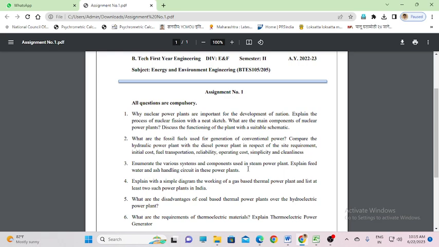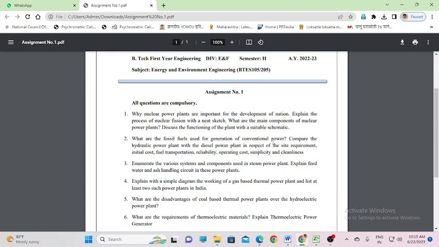Today we are going to discuss how to write assignment number 1 of Energy and Environment Engineering. The subject is for first year engineering, for all branches. Question number first: why are nuclear power plants important for the development of a nation? In this question, it is expected that you write how fast we can generate electricity by using nuclear power plants and boost technology in India.